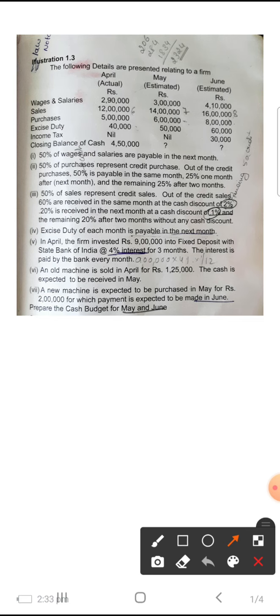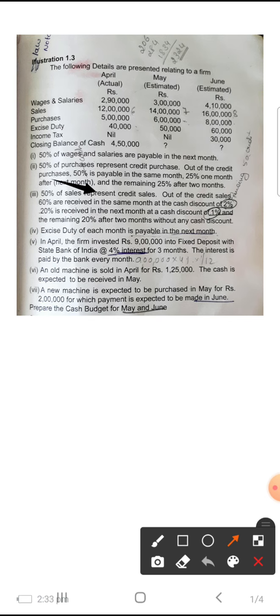In the problem they have given the information about 3 months, that is April, May and June. Wages and salary for April, May and June is given. Sales is given. Purchases, excise duty, income tax, closing cash balance of April is given. May and June we have to find out. So these are the information given.